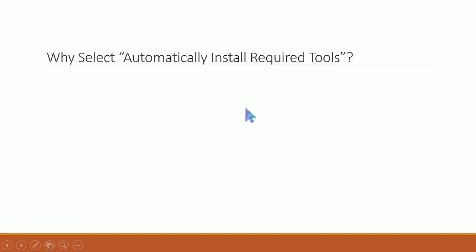Why select automatically install required tools? Because it helps avoid errors like zip error, Python not found, msbuild.exe not found. This also prevents npm and Playwright installation issues. So we need to accept this.